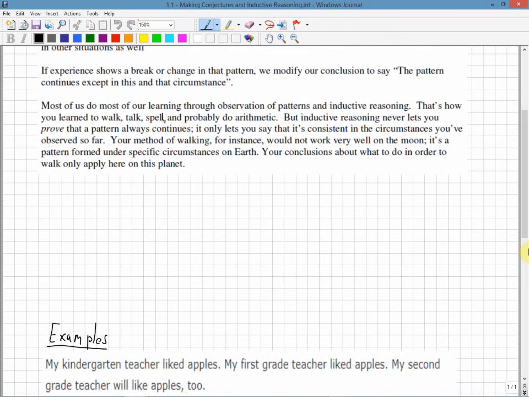My kindergarten teacher liked apples. My first grade teacher liked apples. This is my conclusion: my second grade teacher will like apples too. It's a good conclusion based on what you've observed so far, but it may not be true. And you have to think of why it may not be true.